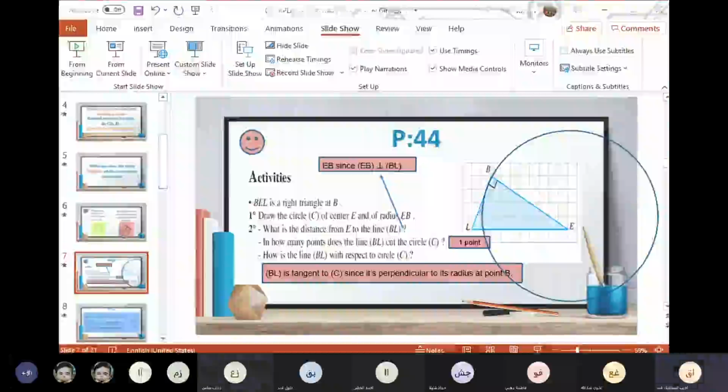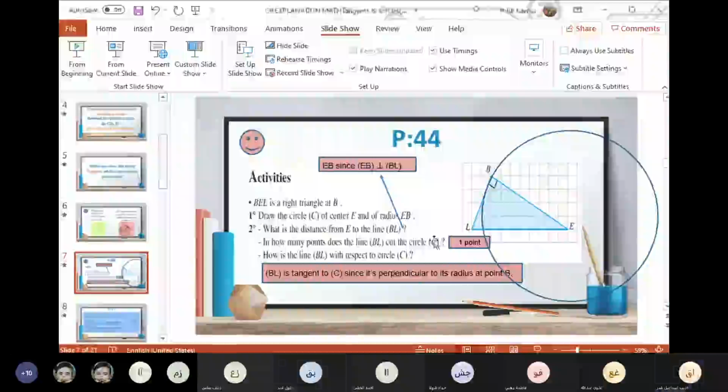Okay. And how many points does the line BL cut the circle? If we extend this line BL, at how many points does it cut the circle? One point only, which is point B. So the line BL cuts the circle at one point, which is point B. What do we call point B? Point of tangency.